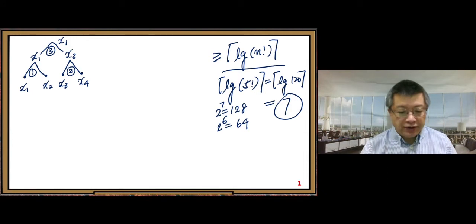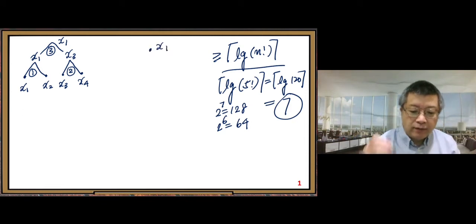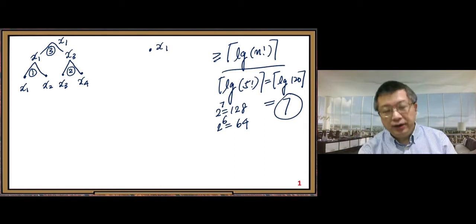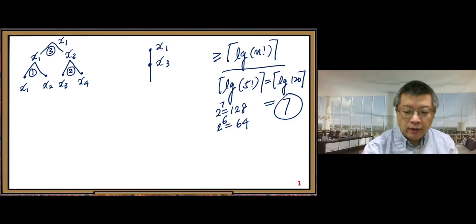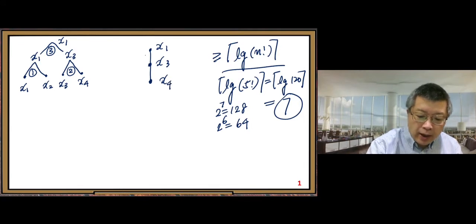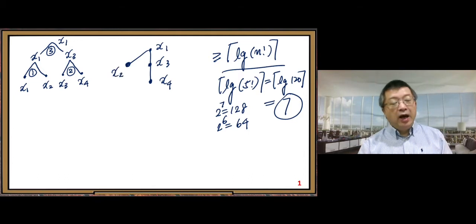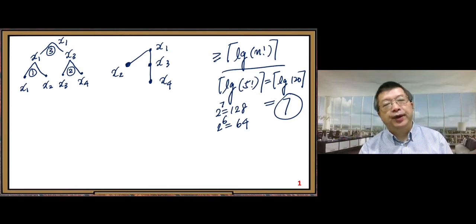So these are our first 3 comparisons. After these 3 comparisons, you can see the information we get: X1 is the largest winner, then X3, below it X4, and X2 is here. After 3 comparisons, we get information like this.